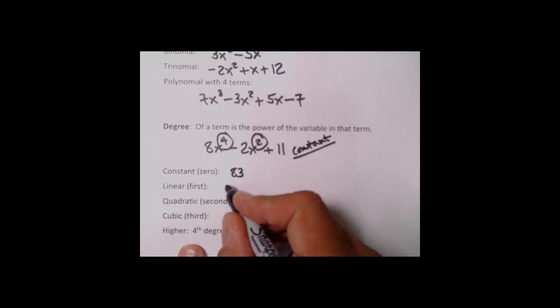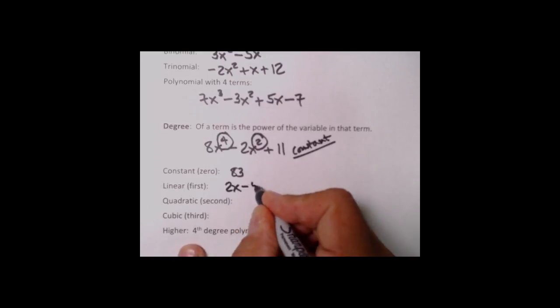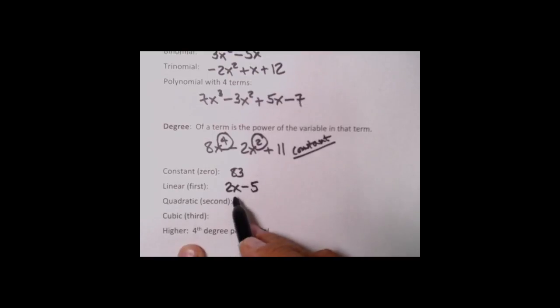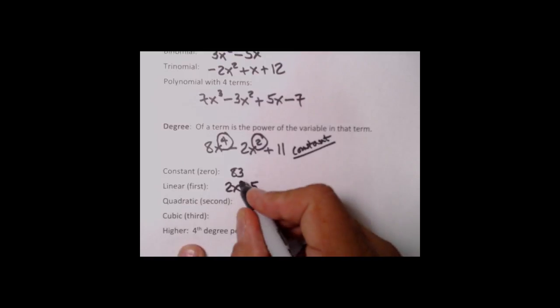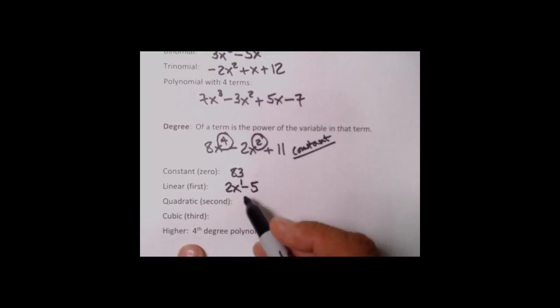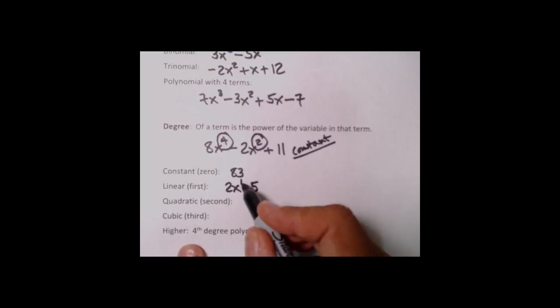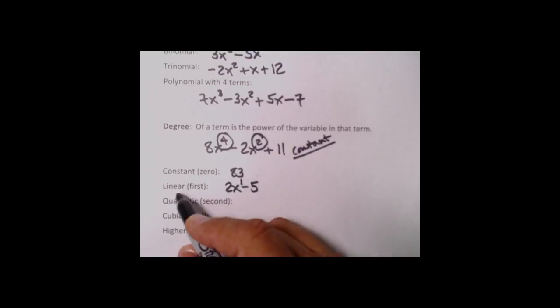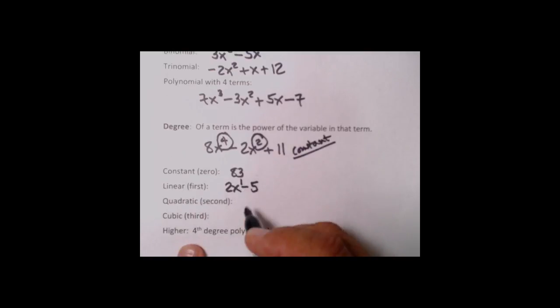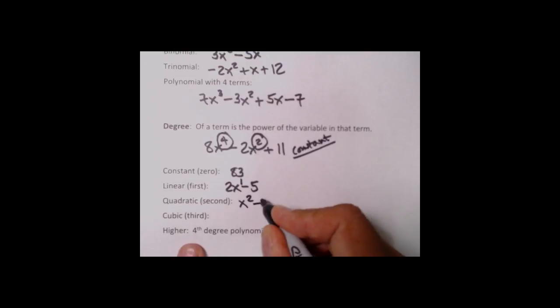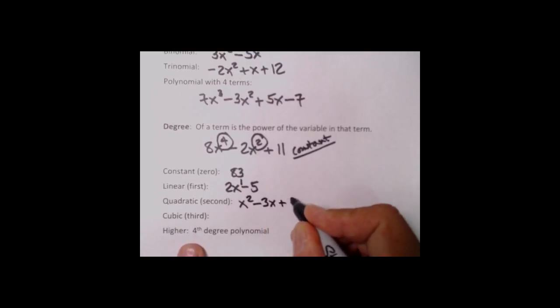Linear, first degree: 2x minus 5. When we see a variable, it does not have a power with it. We know, of course, we are to assume that that power is 1. And so the term right here has degree 1. So we would say this is linear. Quadratic could be x squared minus 3x plus 6.